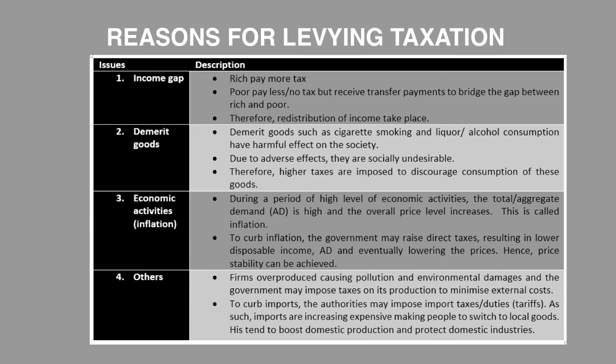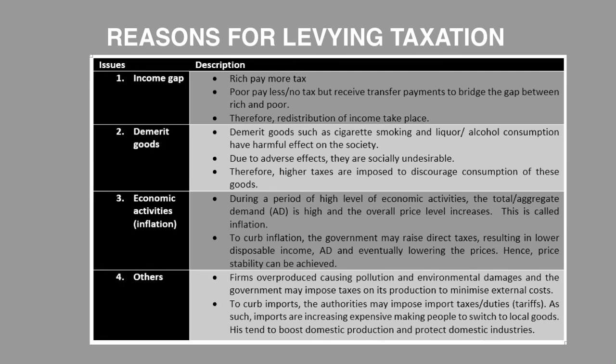This is what we call the redistribution of income, one of the macro aims of the government. Second, demerit goods such as cigarette smoking and liquor or alcohol consumption may have a harmful effect on the society. Therefore, to discourage the consumption and production of the demerit goods, the government imposes tax on the production and consumption of the demerit goods.